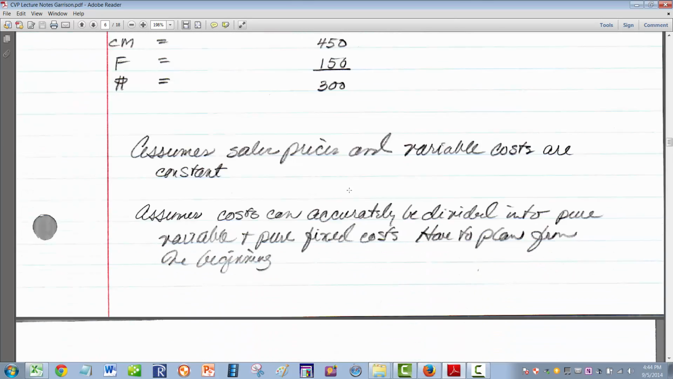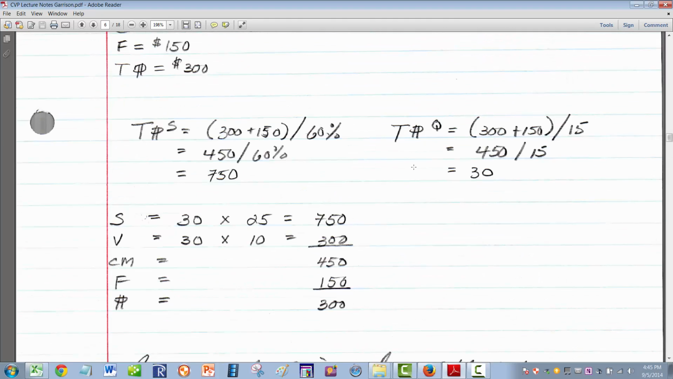Now, a caveat to this is that it assumes the sales prices and variable costs are constant. And also, it assumes that costs can be accurately divided into pure variable and pure fixed costs in order to derive this. So when you're trying to determine what goes into variable costs and what should be accumulated in fixed costs in order to make these numbers pure, you're going to have to plan from the beginning in your company so that you can isolate what's variable and what's fixed. And so this was target profit quantities.